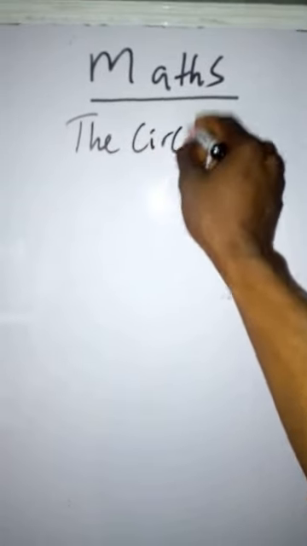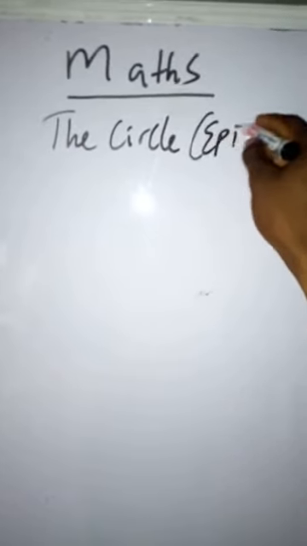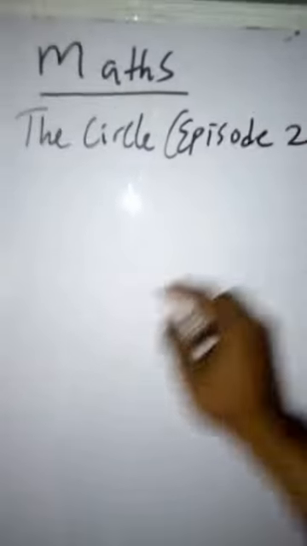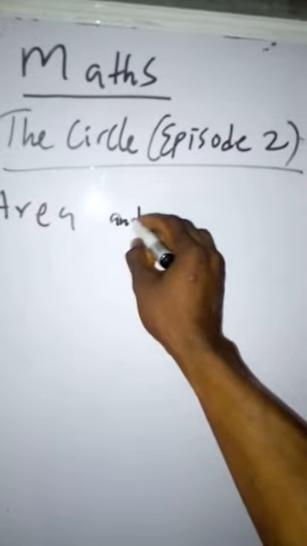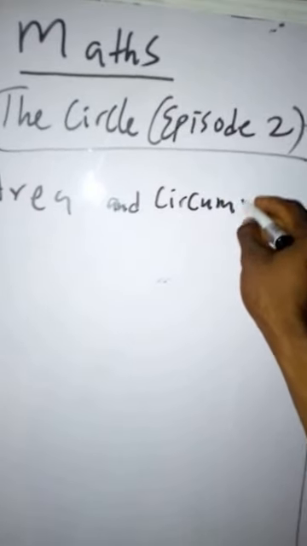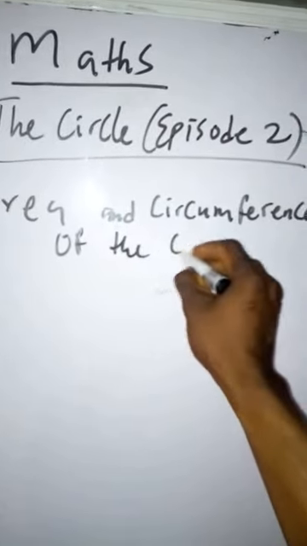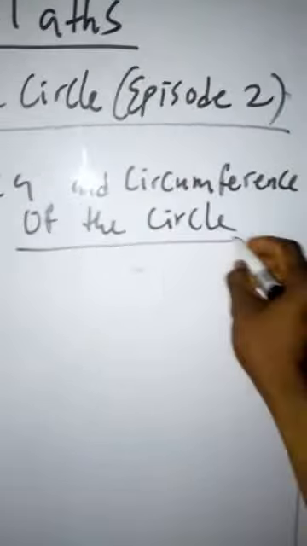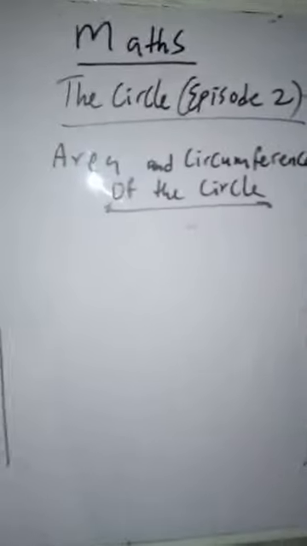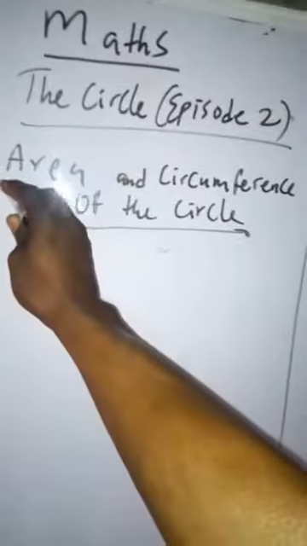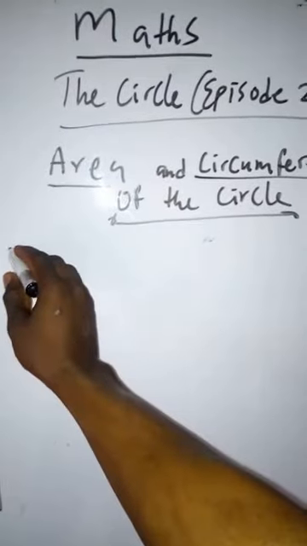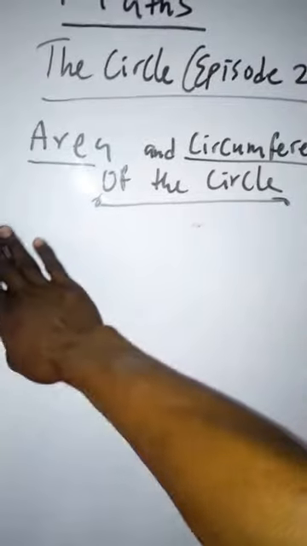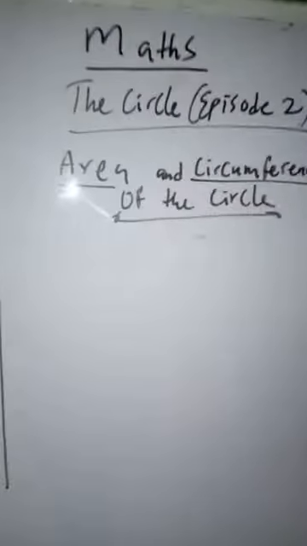The circle. Episode 2, which says area and circumference of the circle. Quickly, let's move on. There are two things I am teaching you today, area and circumference. Let's first get to circumference. But first, there is something I want to teach you. You'll be hearing a lot of this in maths every day.